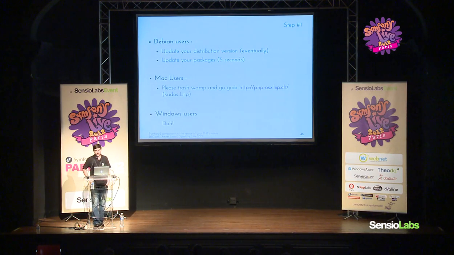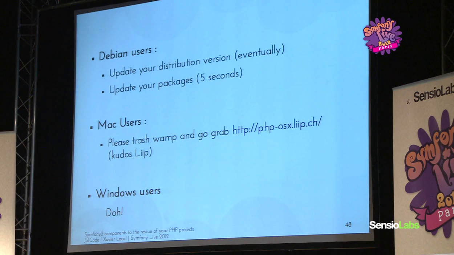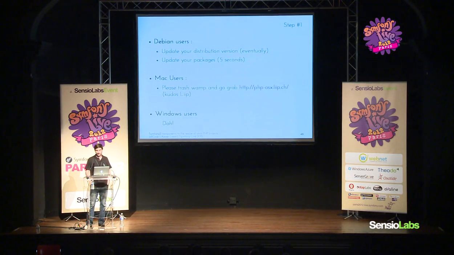So how do you do this for Linux users, Debian users? Just update your distribution if it's a very old one, but it's not PHP related. And then when it's updated, just update the packages, which will take you 5 seconds. apt-get update and upgrade, and that's done. Mac users, go grab the very good packages which lib creates and which have perfect solutions for the developers. We can tell them kudos. If I meet them after, I will pay them a beer because they really help the community. And Windows users, well, just leave.